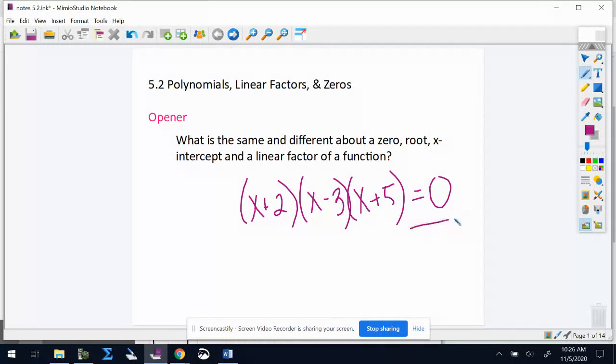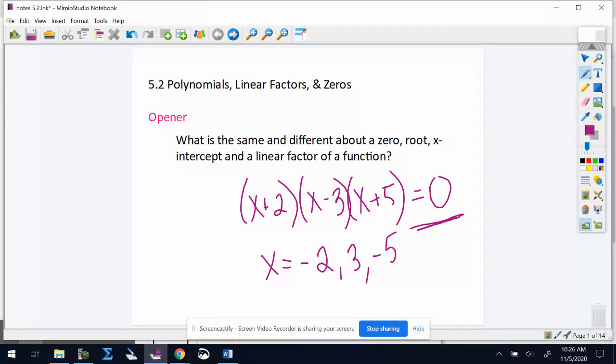As soon as I set those factors equal to 0, now I create a situation where I'm going to ask you to solve. So when you solve, you find things that we call zeros, we call them roots. They both mean the same thing. And it's where each of those factors equals 0. So for example, the first factor equals 0 at -2, the second one at 3, the third one at -5. These are called your solutions, they're called your zeros of a function, and they're also called roots. All of those words are synonyms.